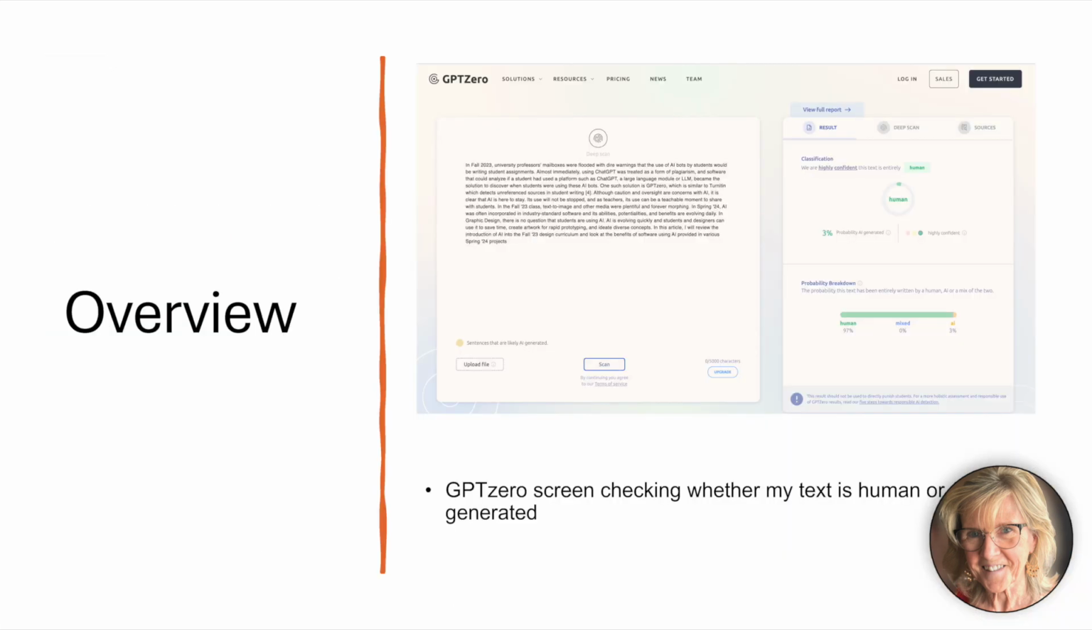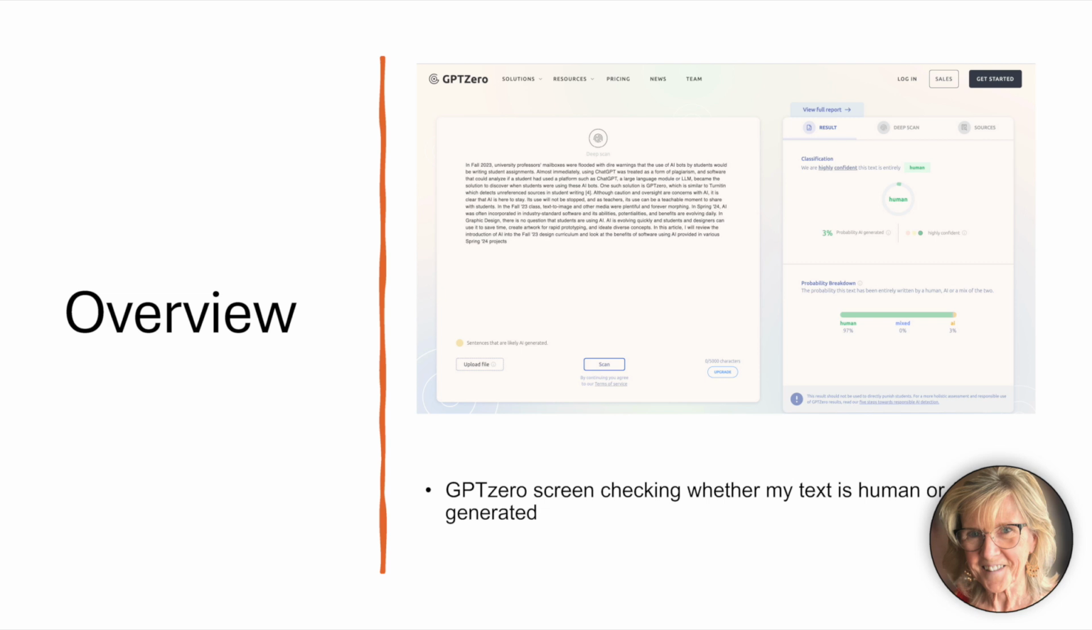In fall 2023, university professors' mailboxes were flooded with dire warnings that AI bots would be writing student assignments. Almost immediately, using ChatGPT was treated as a form of plagiarism, and software that could analyze if a student had used a platform such as ChatGPT, a large language model or LLM, became the solution to discover when students were using these AI bots. One such solution is GPTZero, which is similar to Turnitin, which detects unreferenced sources in student writing.